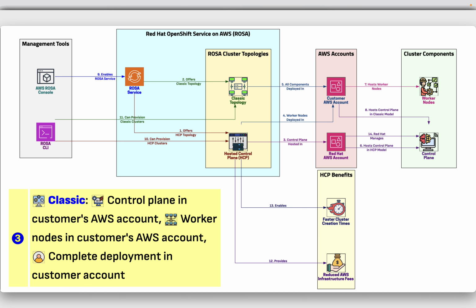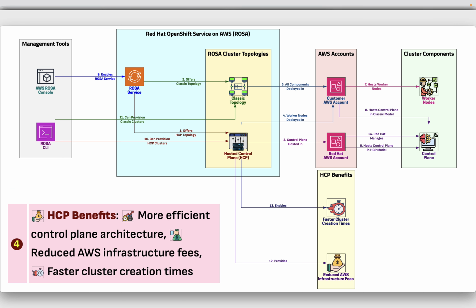Next we have the Classic topology, and in the Classic setup, both the control plane and the worker nodes are deployed within the customer's AWS account. So this is simpler and straightforward, as everything belongs to the customer's AWS account. But there are some benefits for hosted control plane. ROSA with HCP provides a more efficient control plane architecture. This helps to reduce the AWS infrastructure fees and allows for faster cluster creation times. So there are two benefits: you pay less and cluster creation is faster because the control plane belongs to Red Hat.